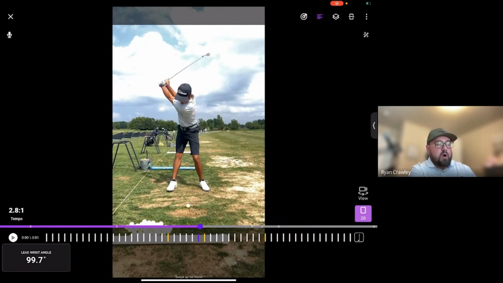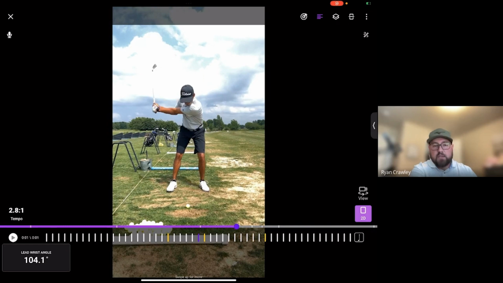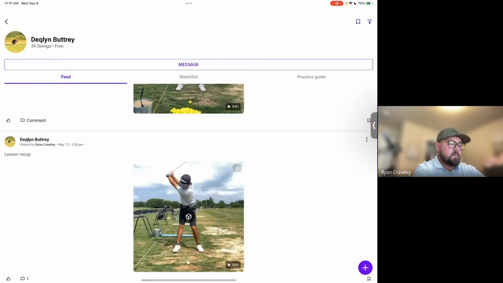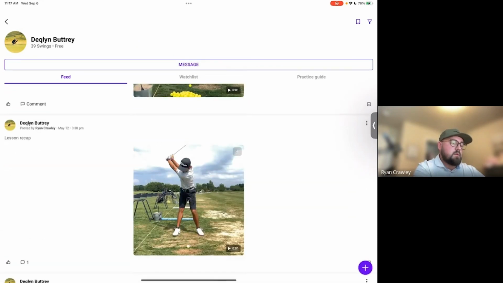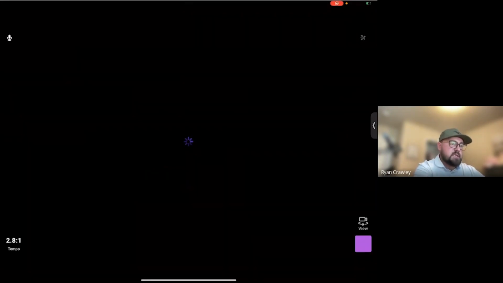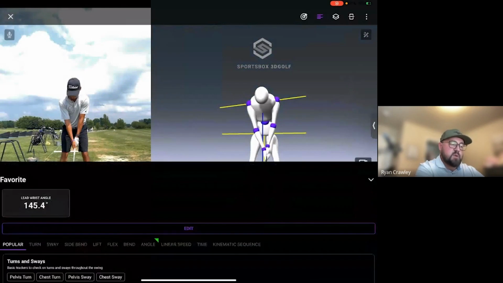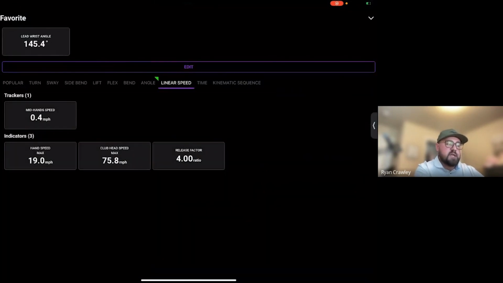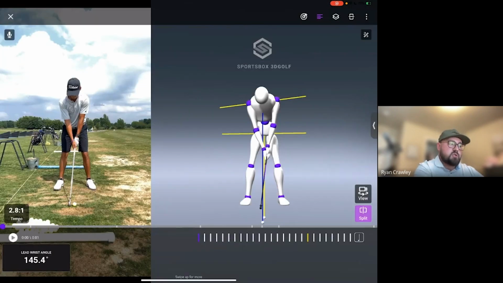All I did with Declan, I had him hinge the golf club a little bit more. And I wanted him to feel like he was adding a little bit of flex on the way down. Inside the app, by the way, just so you can see the change from club head speed, we also have club head speed. If you look at the linear speed, you can see for Declan, club head speed's at 75 miles an hour here. So just for your reference.